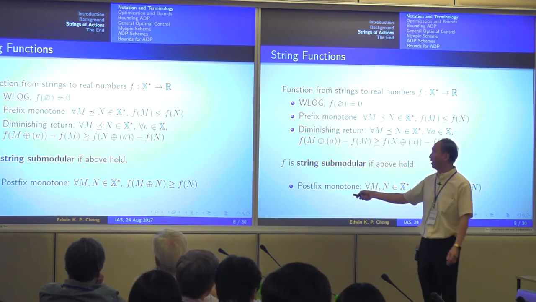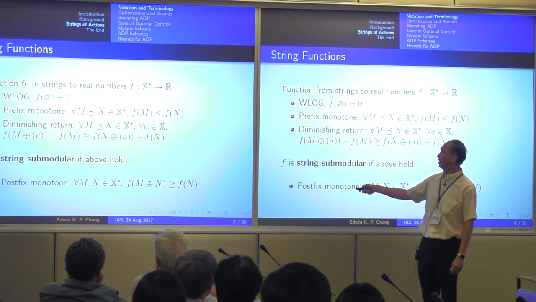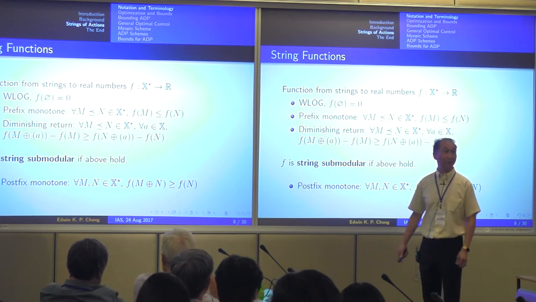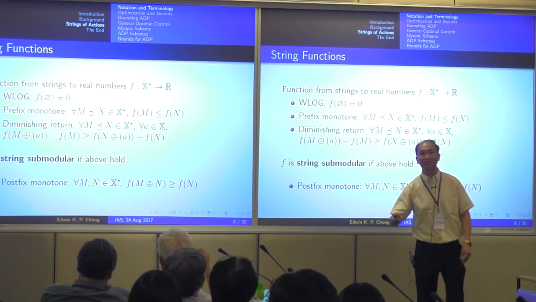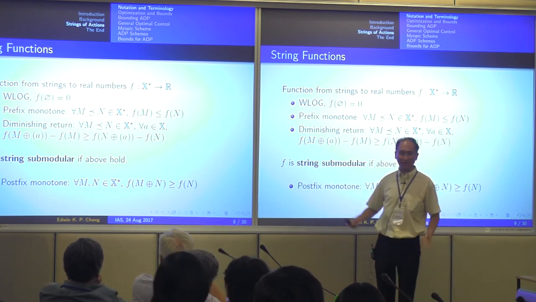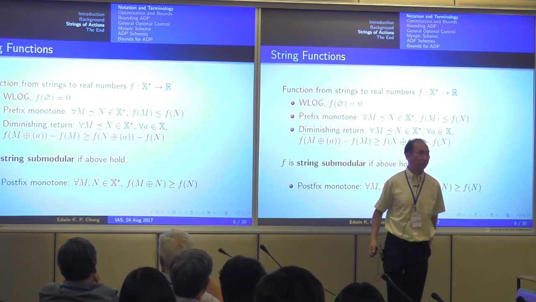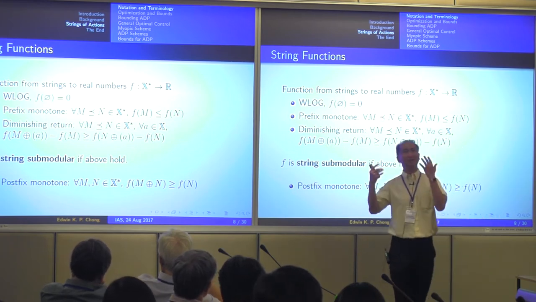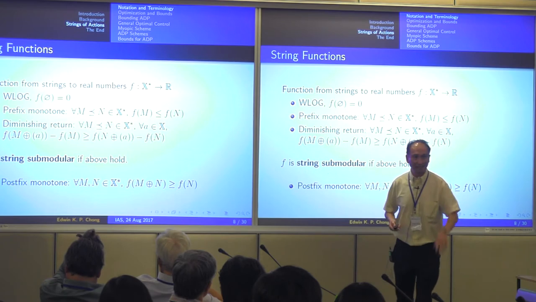That's monotone. Diminishing return means what? For all m less than or equal to n, and for all actions, if I concatenate that action to m, I get an increment in the function that is bigger than doing the same thing at n, just because m is less than or equal to n. So if you had to picture a function like this, it's just like what I drew before. Of course, obviously, that's just an abstraction, right? You have to just think about it that way, but it's not really like that.